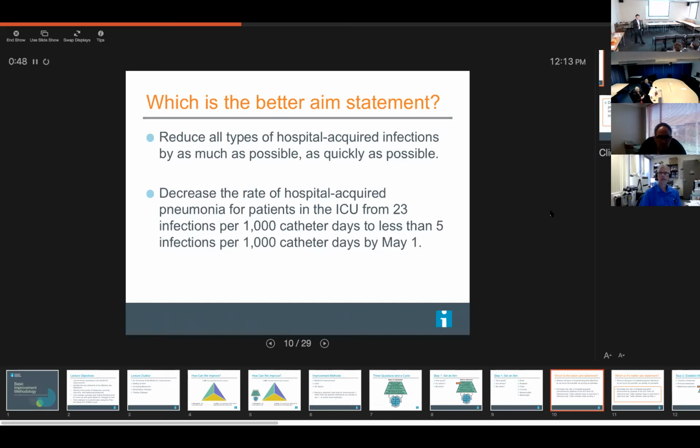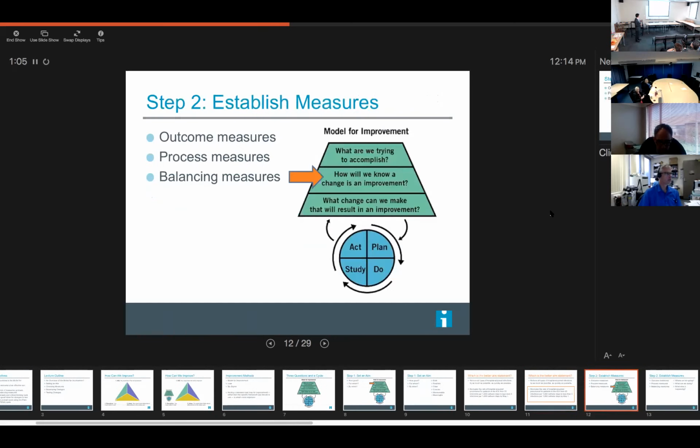The second one, yeah, that one's quite easy. That's right, it's the second one, because it's much more specific and measurable. We've got some numbers in there that we can measure ourselves against, and we can see how far from 23 down to 5 we're getting. So the second question is: how will we know that a change is an improvement?